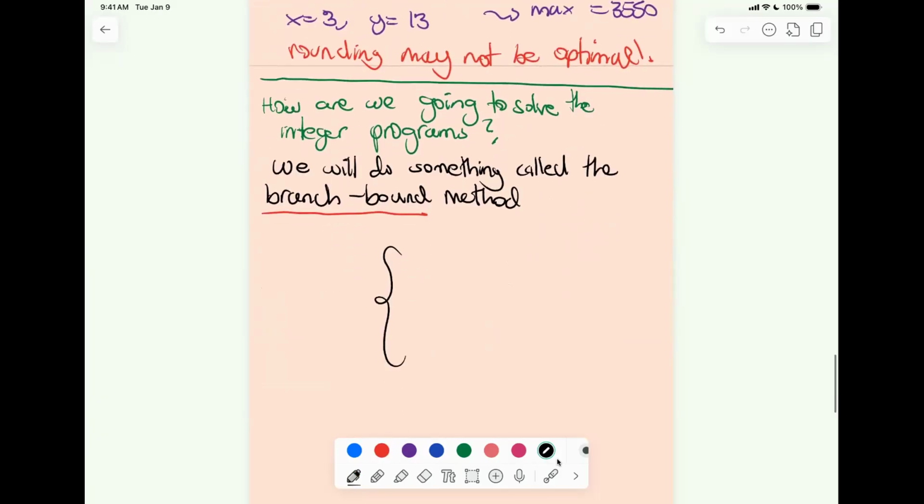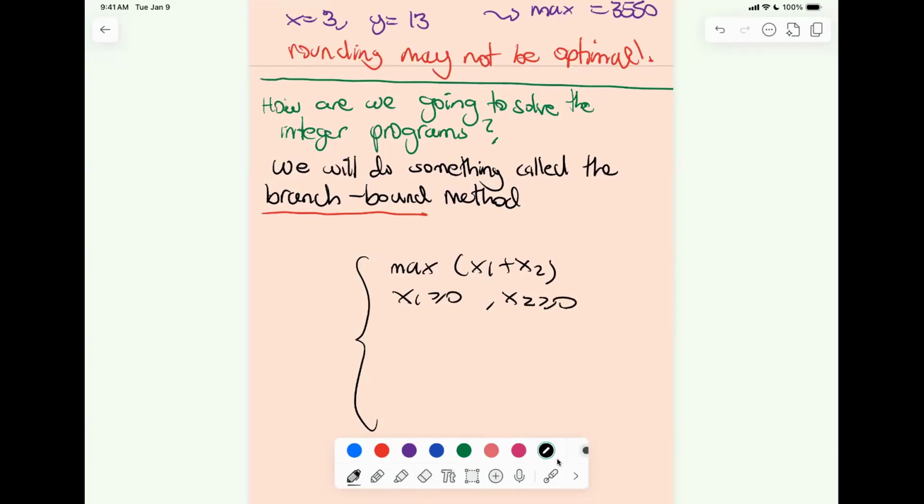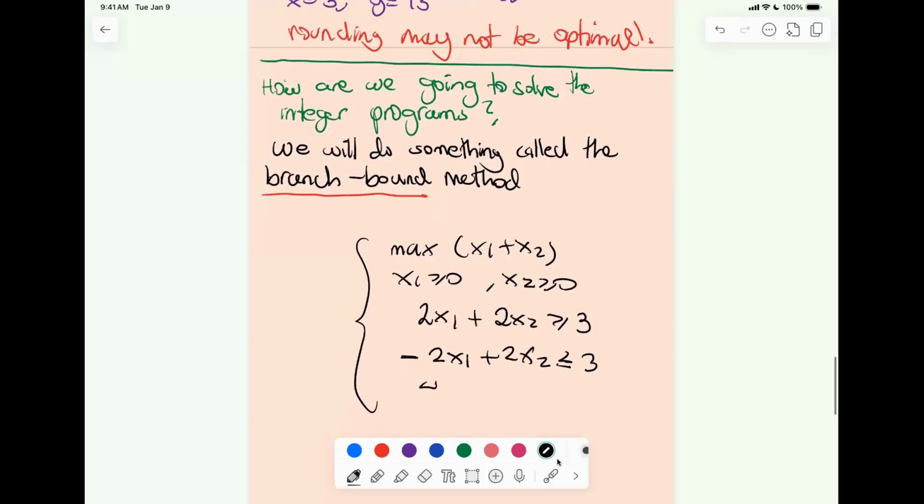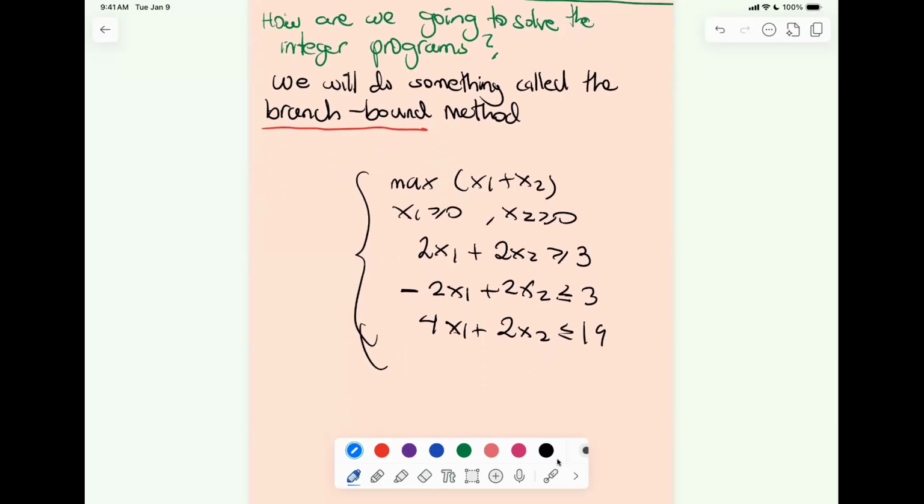So let's say I wanted to solve this problem. Sorry, as always, the variables are non-negative. And then I'll put this. And then the new requirement is that x1 and x2 should be integers.